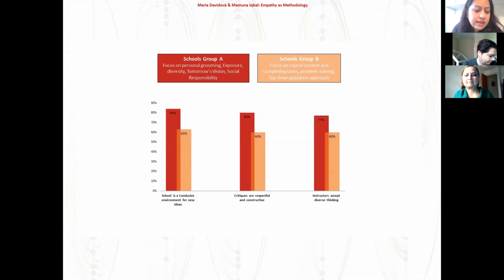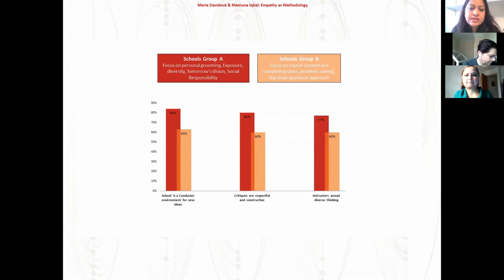And as you can see, these are the three aspects that I'm showing here. There are a lot more in my PhD, but here we can see that students' responses in schools are different for these three aspects. First, a school is a conducive environment for new ideas. In school group A, mostly students agree with this statement, and in school group B, they did not. And then critiques are respectful and constructive, and instructors accept diverse thinking.